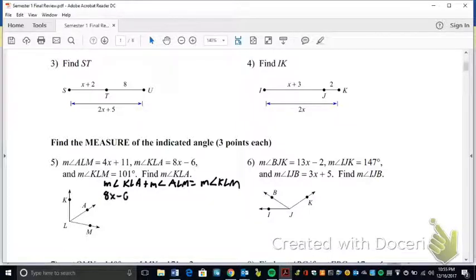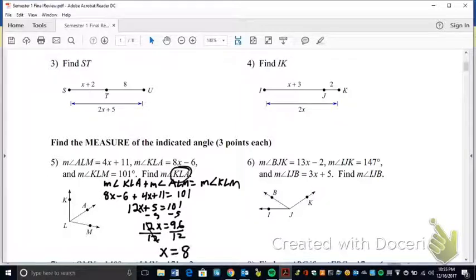Okay, so once we have that equation set up, we plug in our length. So we get 8x minus 6 plus 4x plus 11 equals 101. Combine like terms, we get 12x plus 5 equals 101. We're then going to subtract 5 from both sides. We get 12x equals 96, divided by 12, and we get x equals 8.